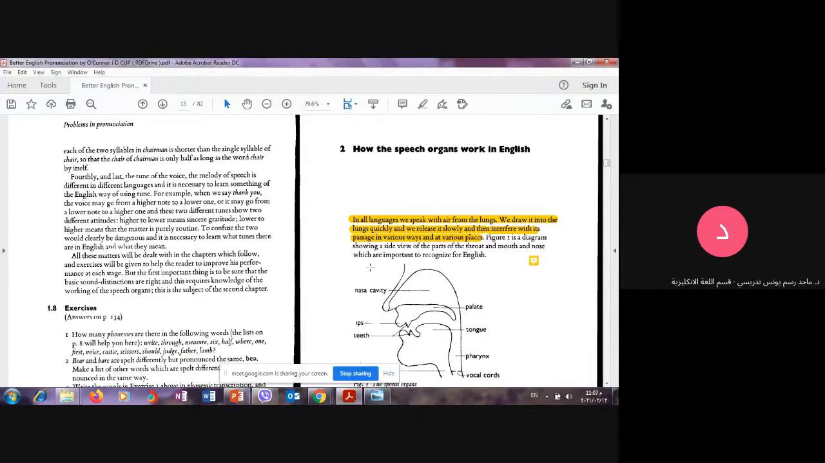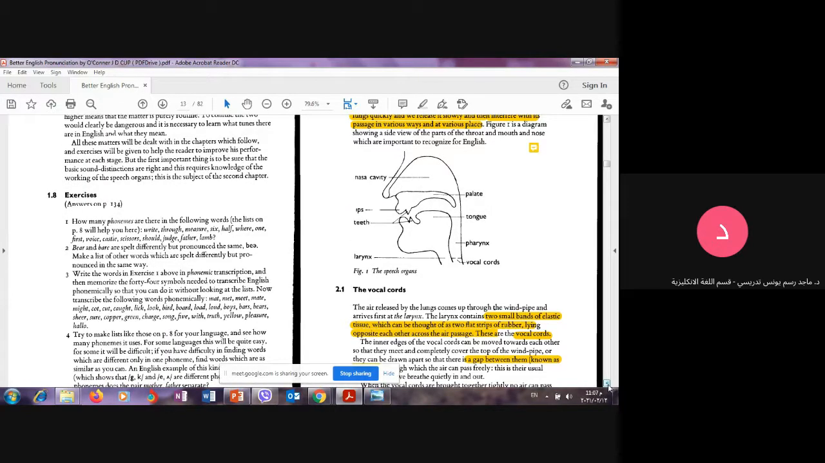Now, in order to accomplish this speech sound production, we need what are called speech organs. In figure 2.1, here we have a figure showing the organs of speech. These are the nasal cavity, the lips, the teeth, the larynx, the palate, tongue, pharynx, and vocal cords. We will start with 2.1, the vocal cords.